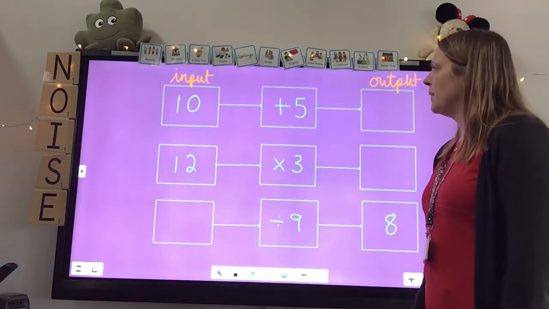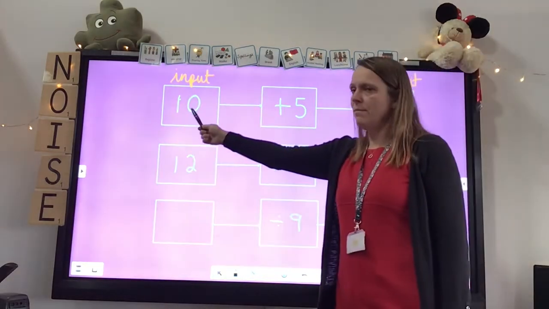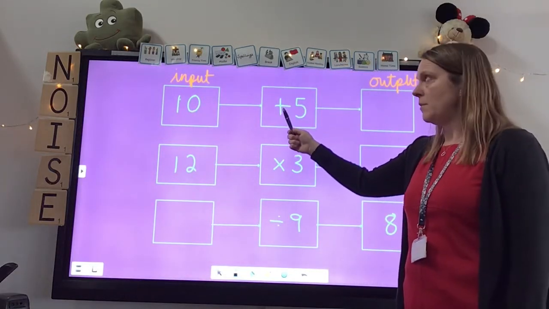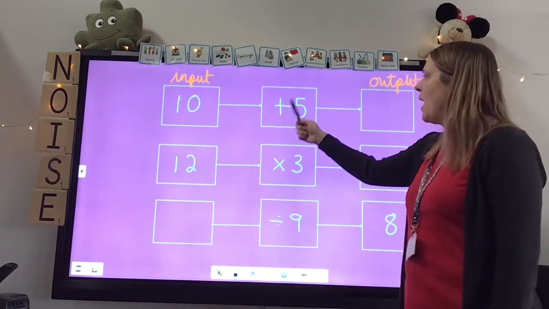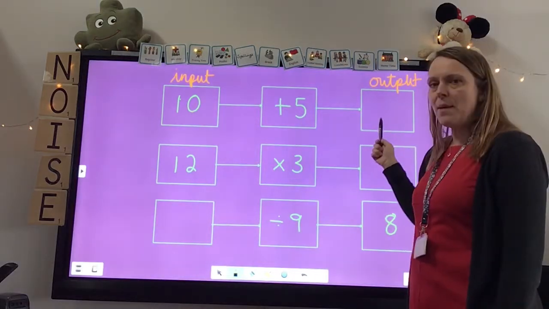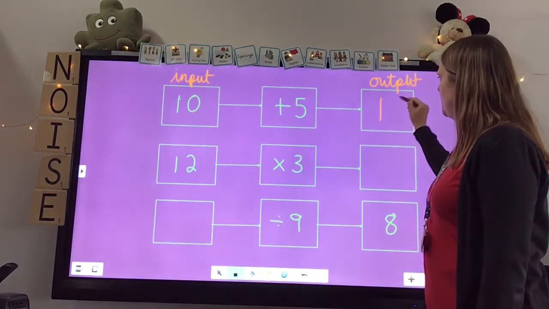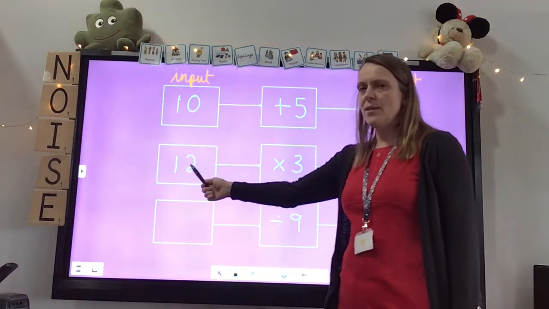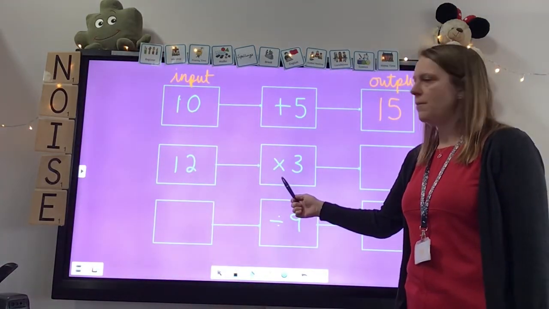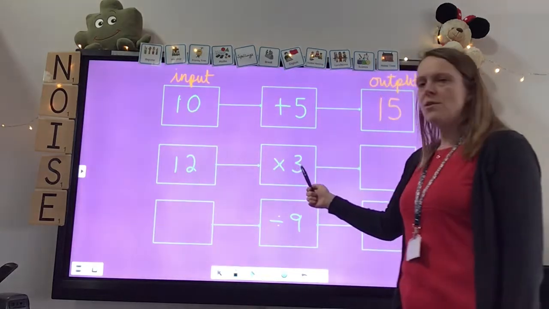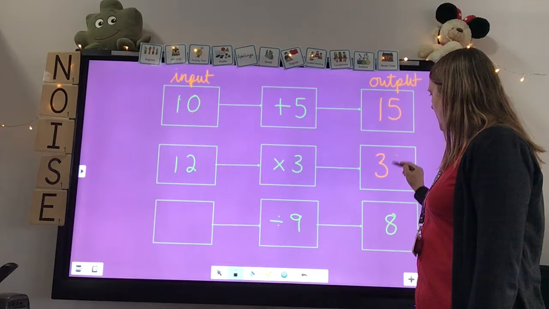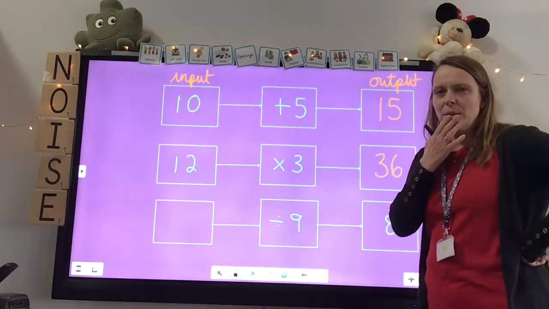Okay. So this first one here, I have 10 that's going in. I've added 5, not times by 5, added 5, it's been a long week. Added 5, and my output, 10 plus 5, that's right, is 15. Okay, this one here, 12. Not adding this time, I'm timesing by 3. So 12 times 3 would be what? That's right, 36.